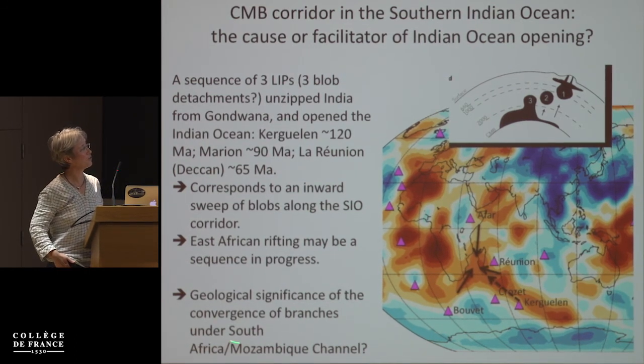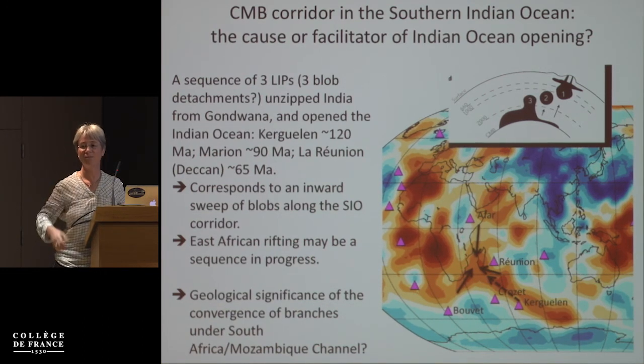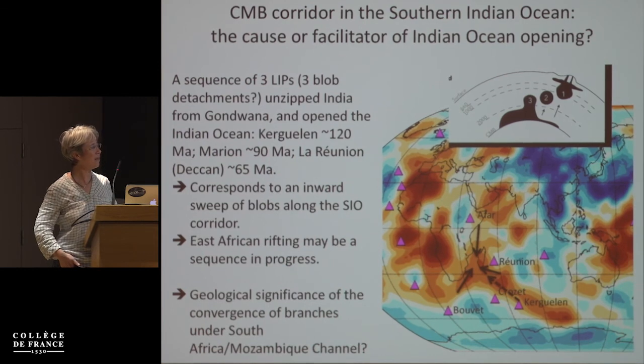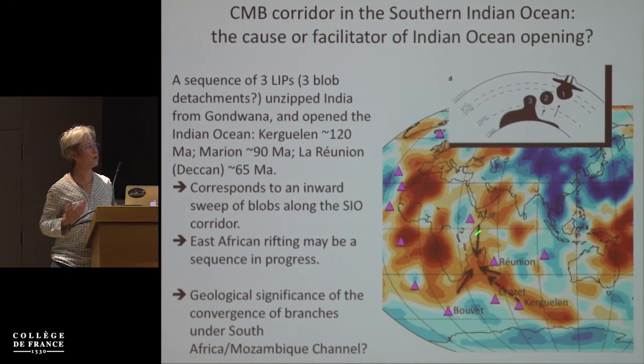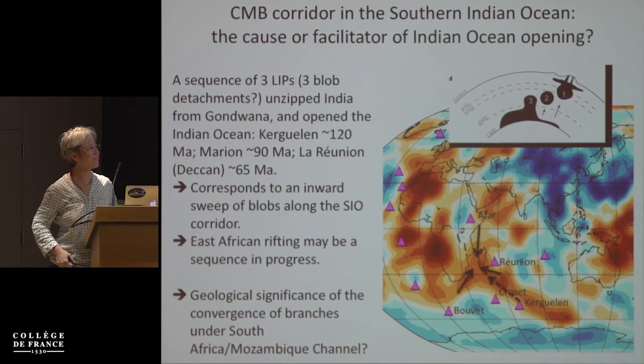And then it's interesting to speculate what is happening here, where there's a convergence of three LIP-producing corridors. Certainly all of Africa has a component of dynamic topography already. And maybe there will be a super plume eruption.